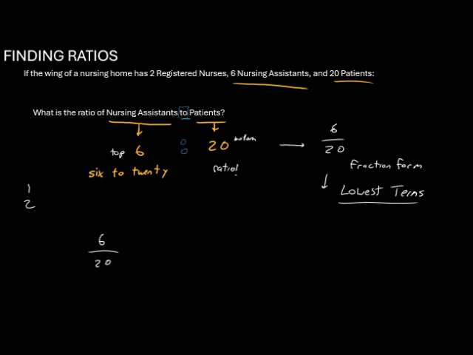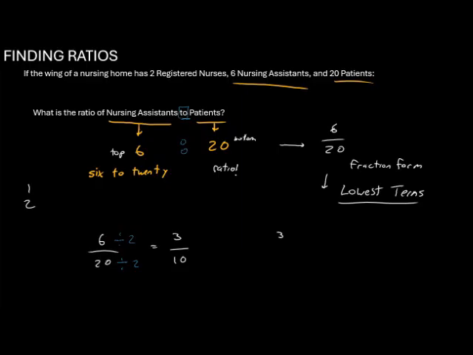That's 2. If we try taking 6 divided by 2 and 20 divided by 2, we could say 6 divided by 2 will give us 3, and 20 divided by 2 will give us 10. So now we have 3 over 10. Now we may not be sure if that's lowest terms yet, so let's see if we can try dividing by anything else. We could try dividing by 2 again.